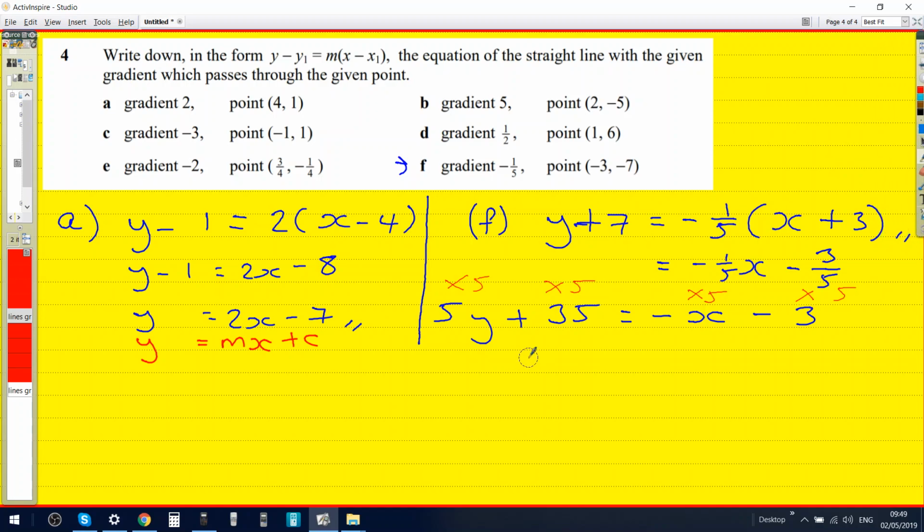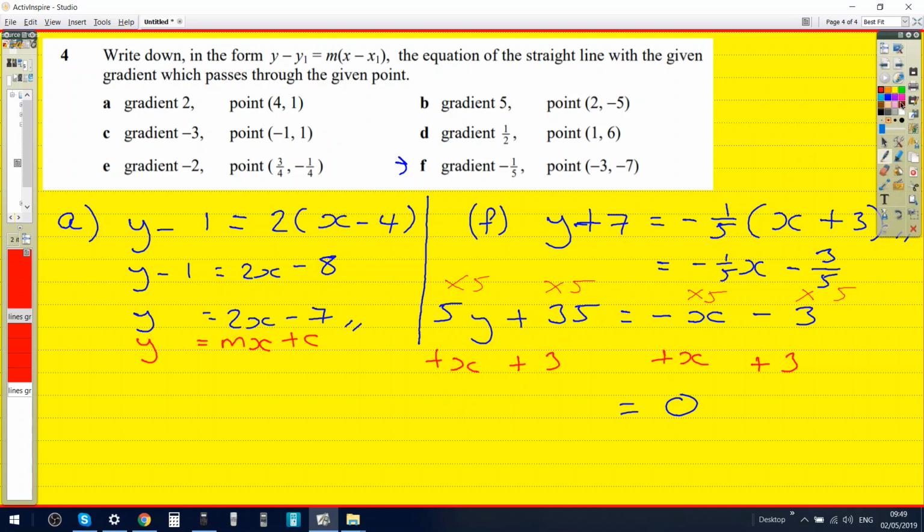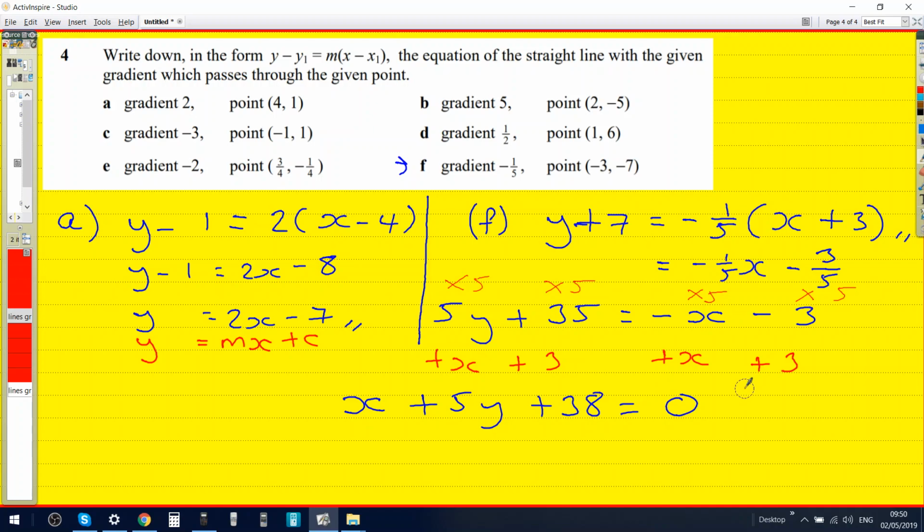Yeah. We wanted to make this equal to 0. Okay. So then just float the minus x and the minus 3 across so that they become plus. And then it becomes 5y plus 35 plus 32 plus x. Yeah. And no, not 32. Oh, yeah, 38. Plus 38 equals 0. Yeah, so sometimes they want it to be just integers, not fractions.